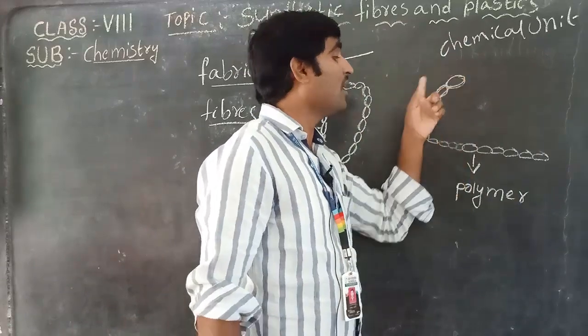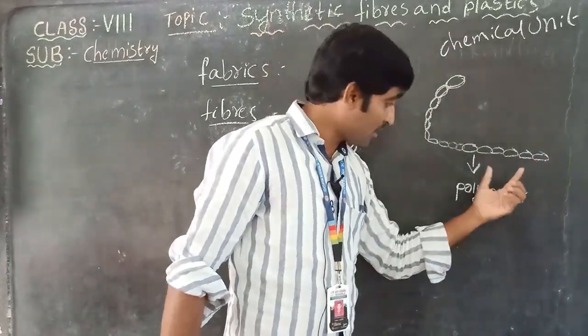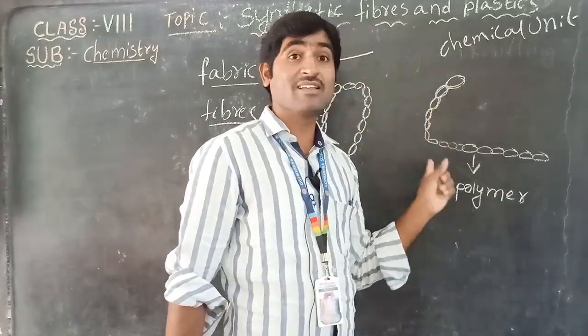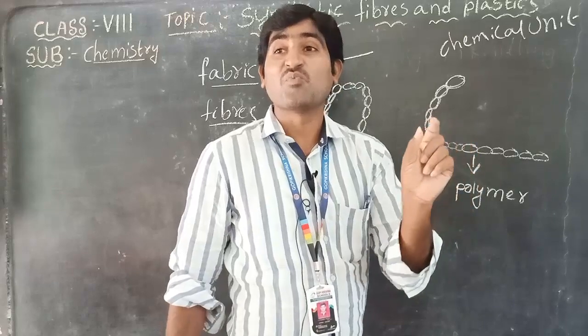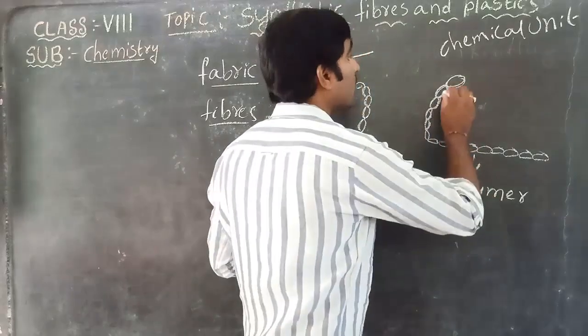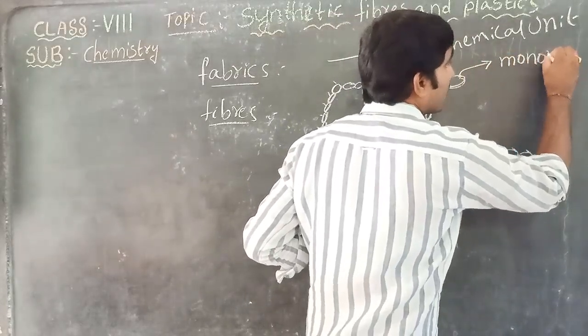By the joining of the small units, they formed one long chain structure. The long chain is called polymer. Then what do we call the small unit present in the polymer? The small unit present in the making of polymer is called monomer. It's very important to remember, children.